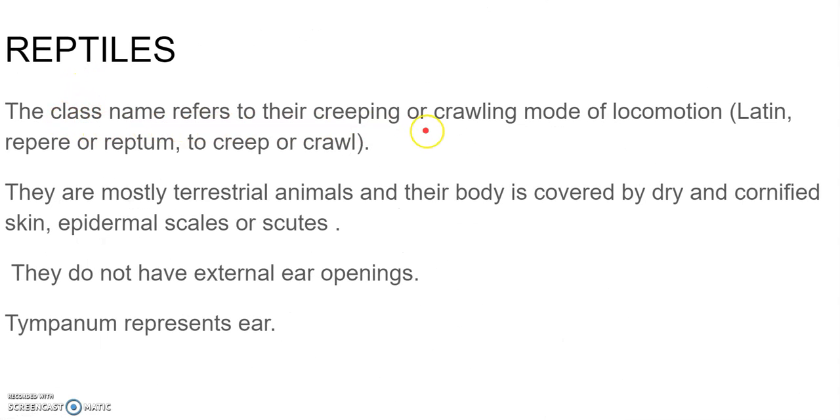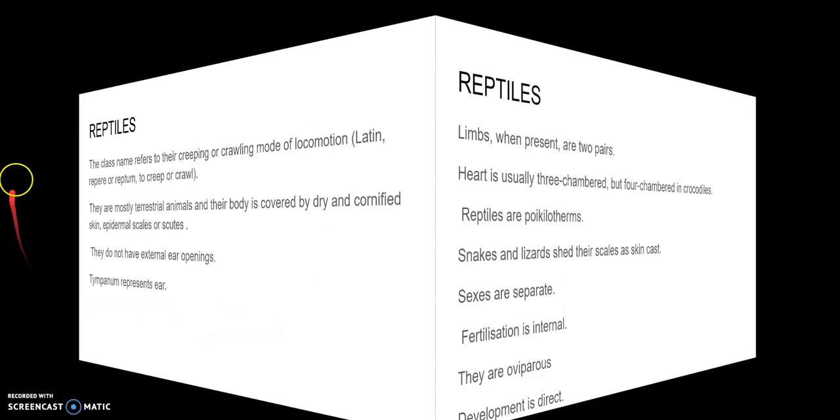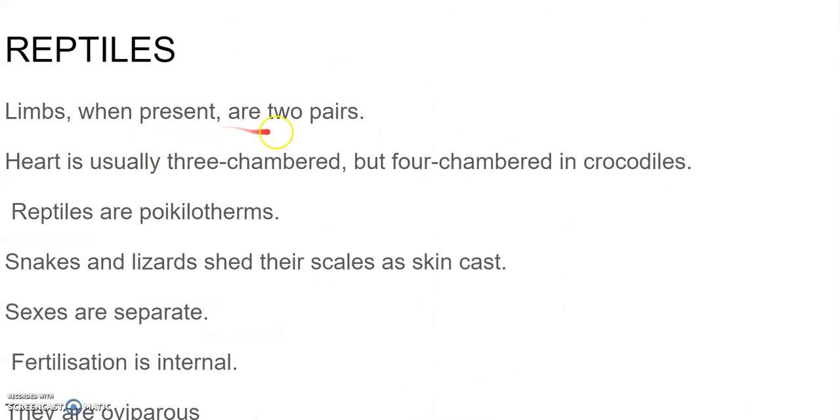The class name refers to their creeping or crawling mode of locomotion. Latin repere or reptum, to creep or crawl. They are mostly terrestrial animals. Their body is covered by dry and cornified skin. Epidermal scales are present. They have no external ear opening. Tympanum represents ear. Limbs when present are two pairs. Heart is usually three-chambered, but four-chambered in crocodiles. Reptiles are poikilotherms, and snakes and lizards shed their scales as skin cast.